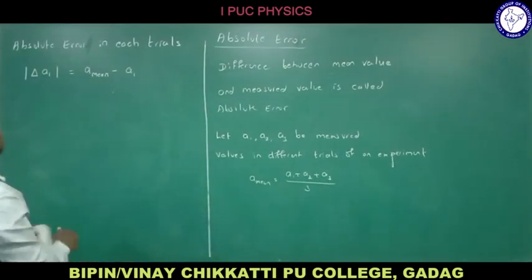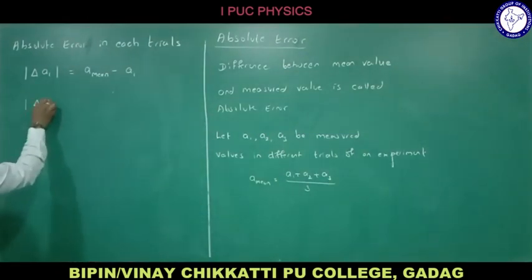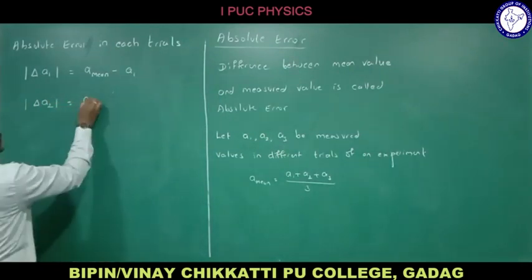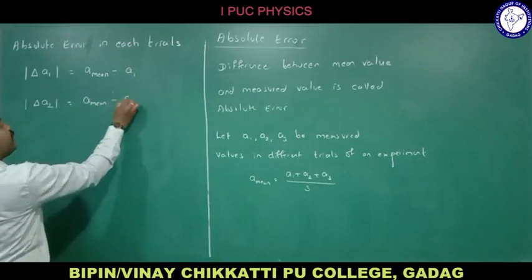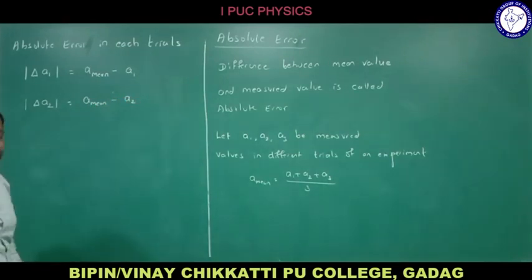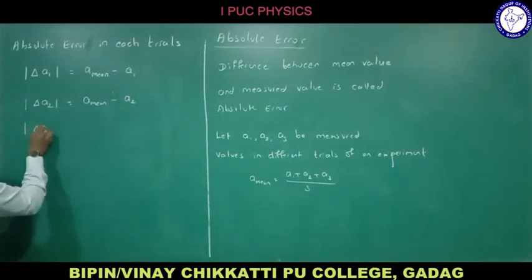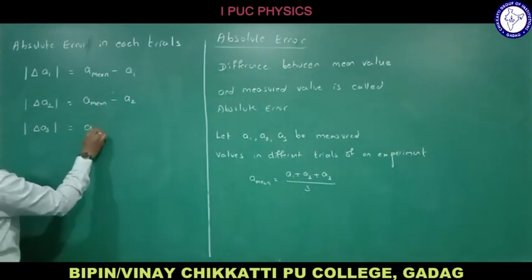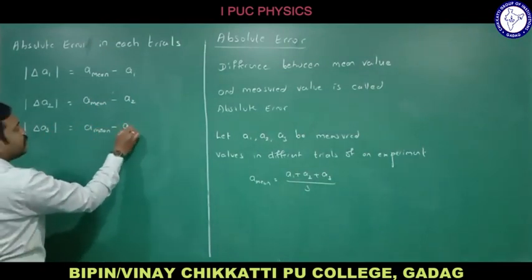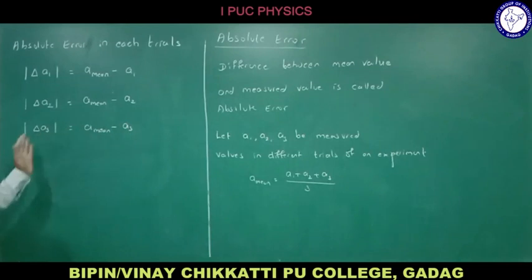Let me go with the second one. What is the absolute error in the second trial? That is delta A2, which is A mean minus A2. Now, what is the absolute error delta A3? That is A mean minus A3, right? If I get a minus here, we need to convert it into plus. So this is the way to calculate the absolute errors.